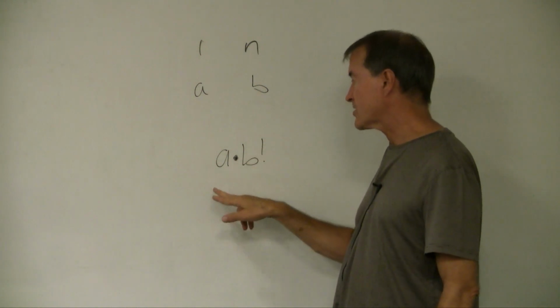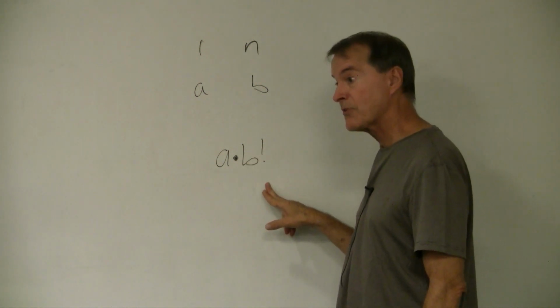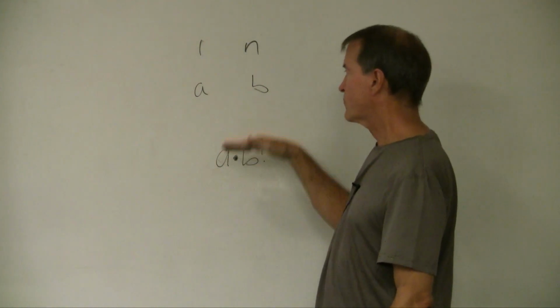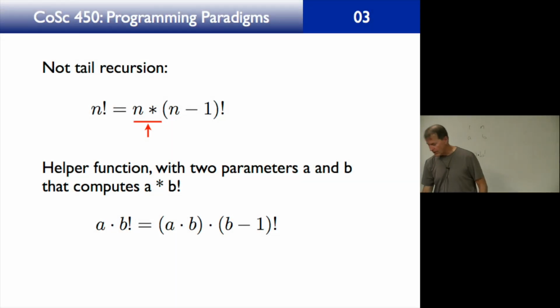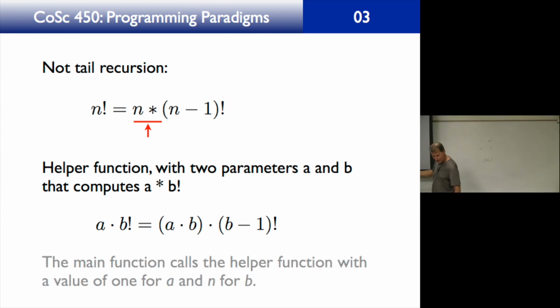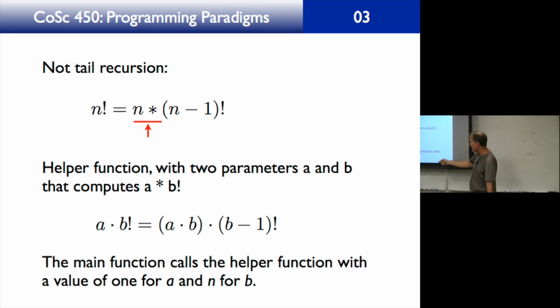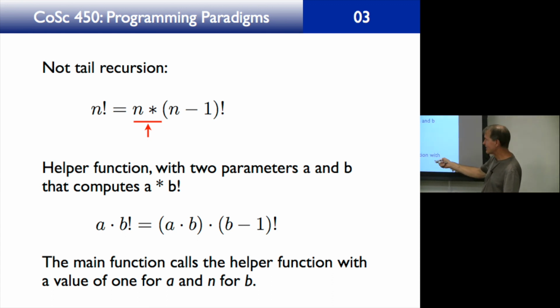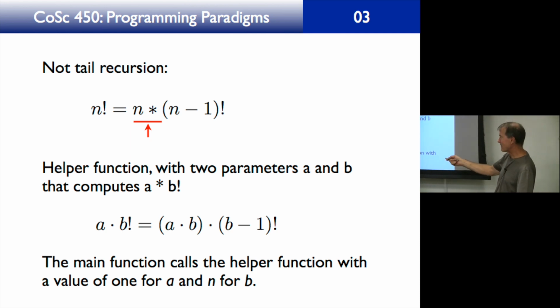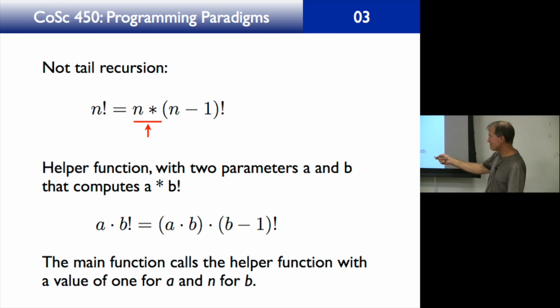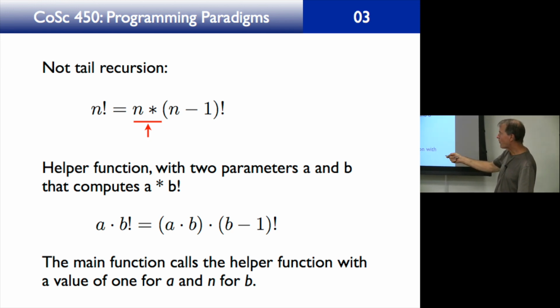Well, the point is we can write the helper function tail recursively. So here we go. The main function calls the helper function with a value of 1 for a and n for b. Now this is really an important concept, and I think you're getting it. Can you see why this is tail recursive as opposed to this?